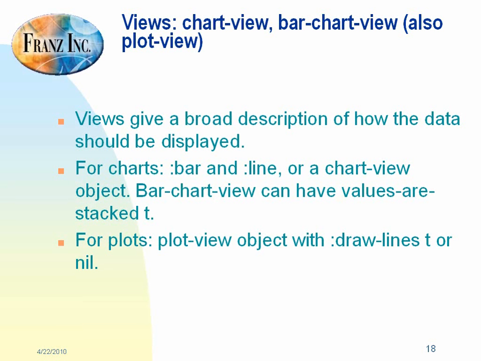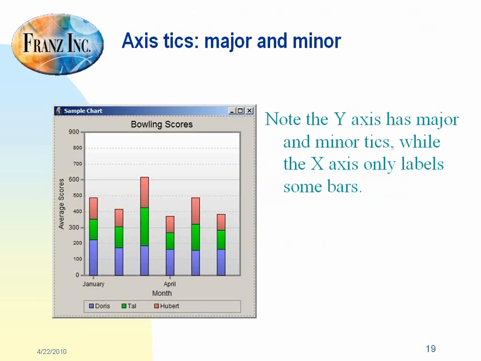So bar and line, and again, for the plot, you have a plot view object, and it has a draw lines argument, and the draw lines argument can be true or nil. It defaults to true, so when we plotted our sine curve, we got the lines connecting the points. For the scatter graph example I showed you, there were no lines because in that case the draw lines property was specified as nil.